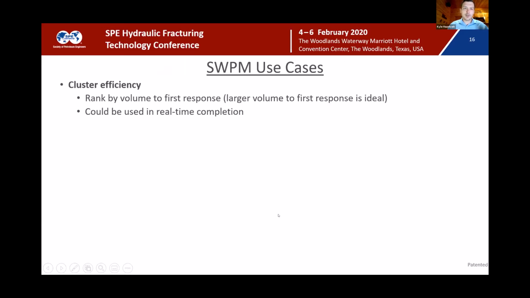Some of the use cases, cluster efficiency. So we rank by volume to first response. We'll add clusters, add perf friction, vary rates or fluids, and we're trying to improve how we place that fluid. And we've used this in real time. Last summer, we executed a handful of stages in Wyoming in the Turner Formation, and we made changes on the fly based on these responses. That resulted in about 10% on the completions cost savings on that well. We applied that new pump schedule to the next well and saved about $250,000 without sacrificing performance.